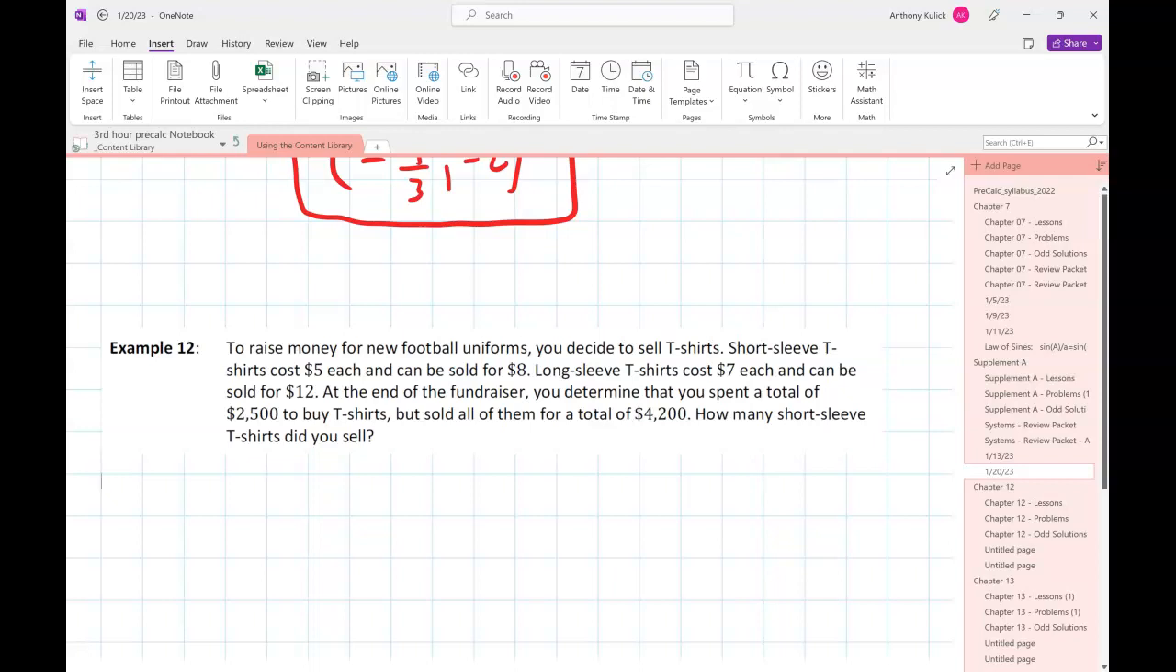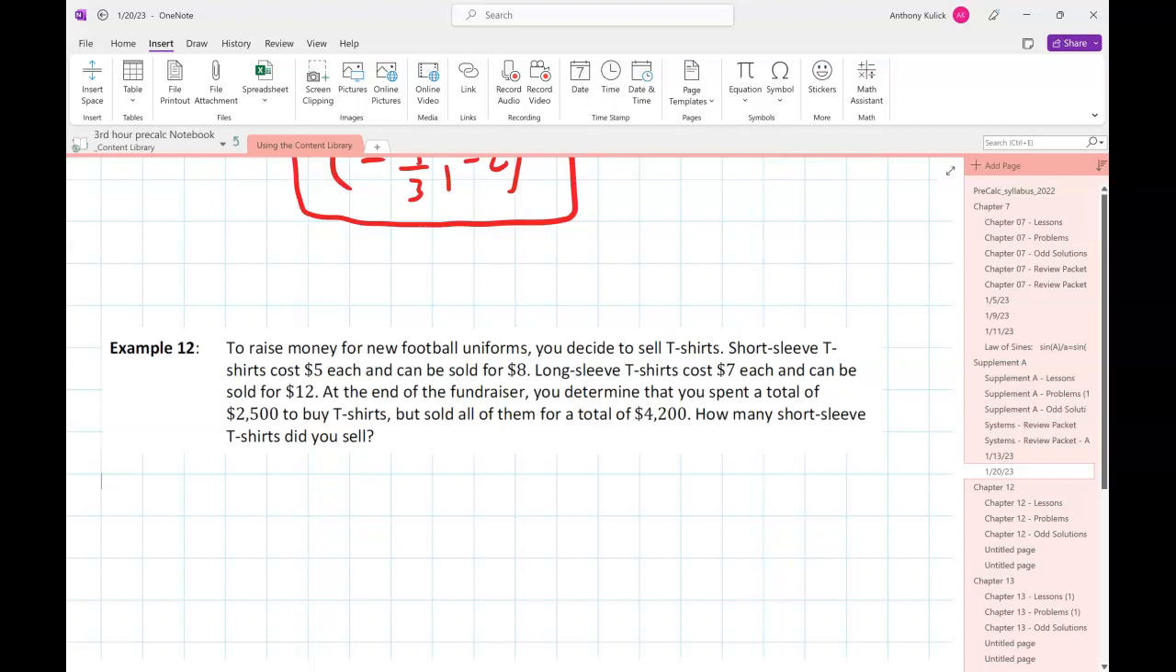It says, to raise money for new football uniforms, you decide to sell t-shirts. Short sleeve t-shirts cost $5 each and can be sold for $8. Long sleeve t-shirts cost $7 each and can be sold for $12. At the end of the fundraiser, you determine that you spent a total of $2,500 to buy t-shirts, but sold all of them for a total of $4,200. How many short sleeve t-shirts did you sell?